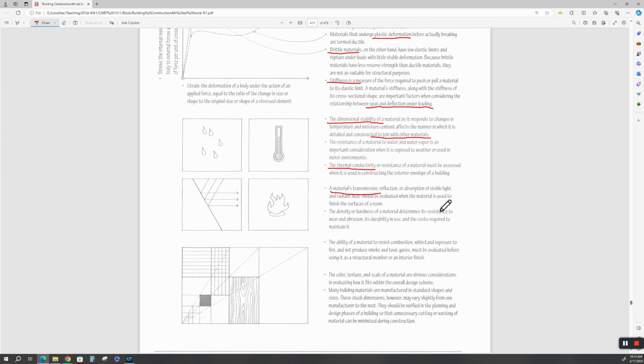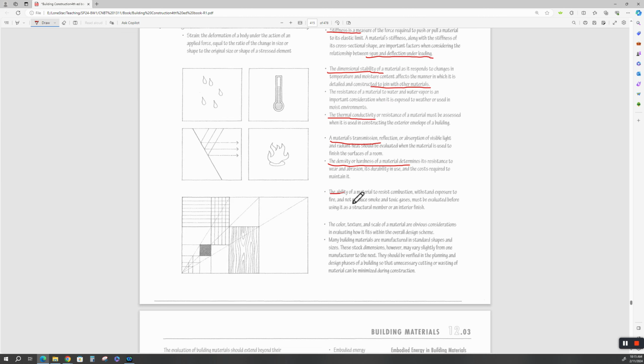Now, we've talked about this in the HVAC chapter. The density or hardness of a material determines its resistance to wear and abrasion. Well, that makes sense. You've got sandstone you're going to use for a countertop as opposed to good polished granite like I put in my kitchen years ago. That sandstone's not going to last as long, it's not going to be as wear resistant because it's more porous, it's less dense, it's less hard.